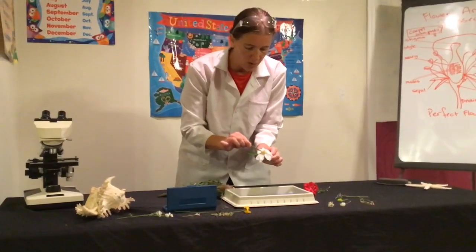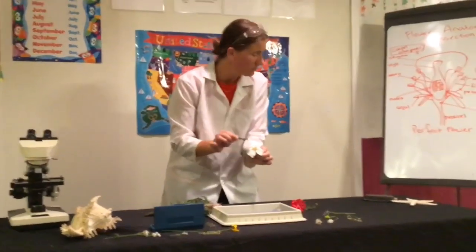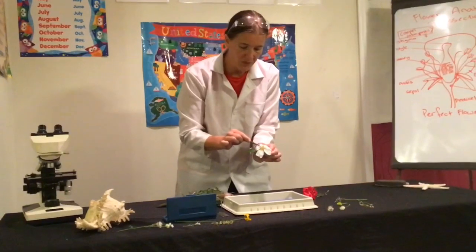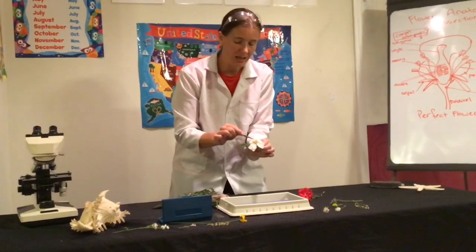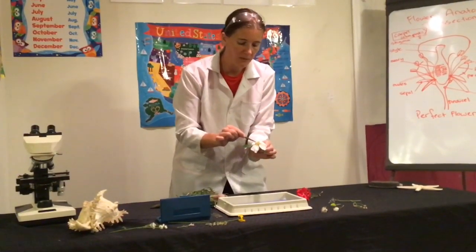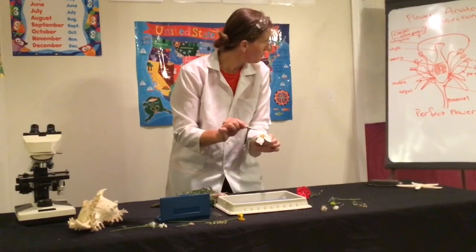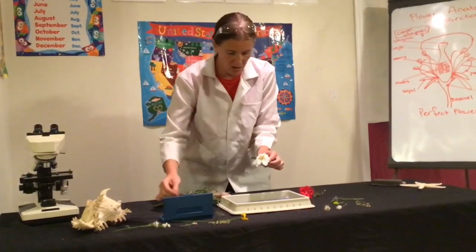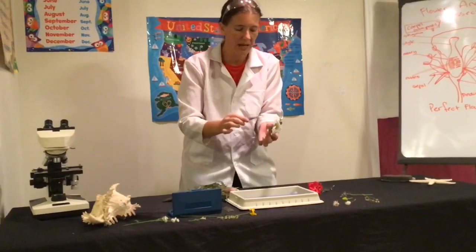The center of the flower is where you have the stigma, which in this case is closed up. It would have been a little bit open and sticky in order to catch the pollen from the male part of the flower. It's got the style leading into the ovary, and we will open that up in a minute.